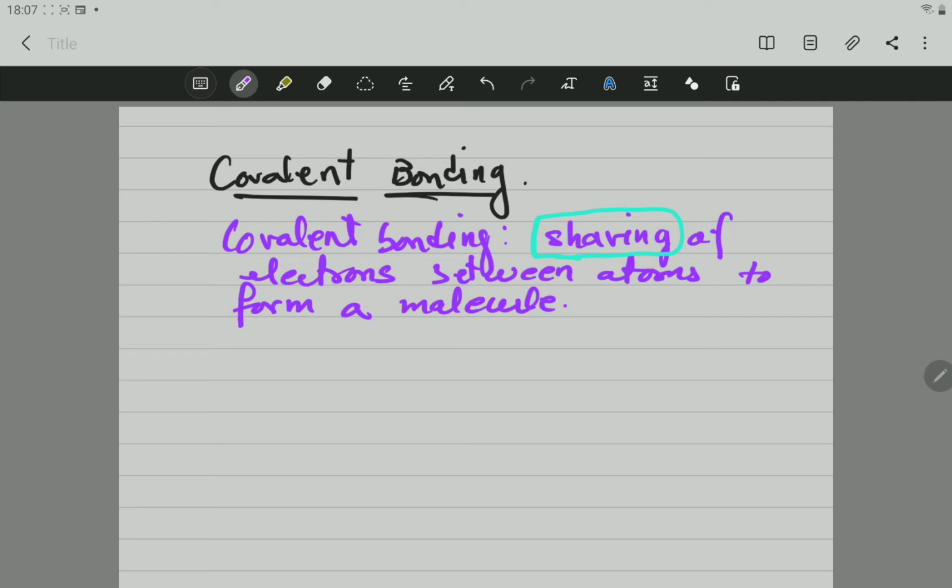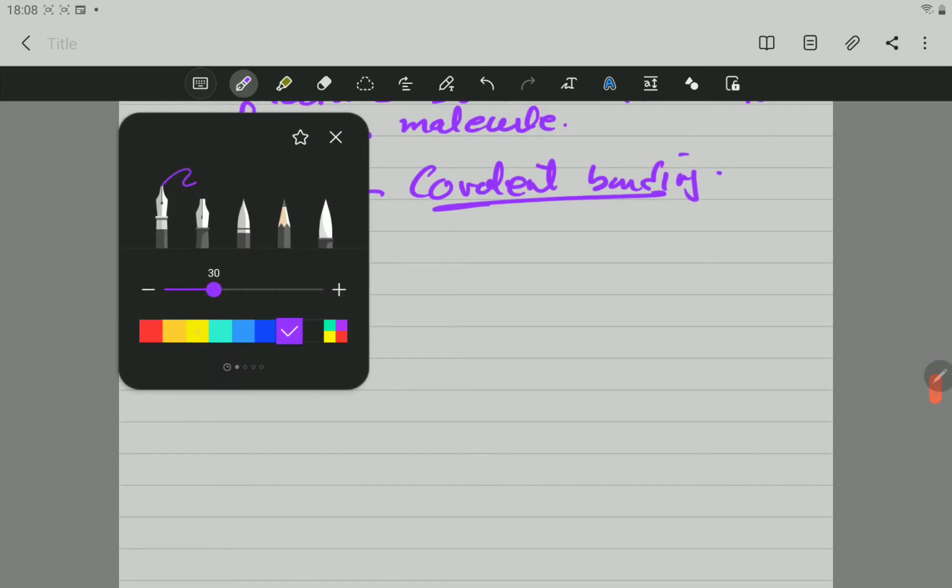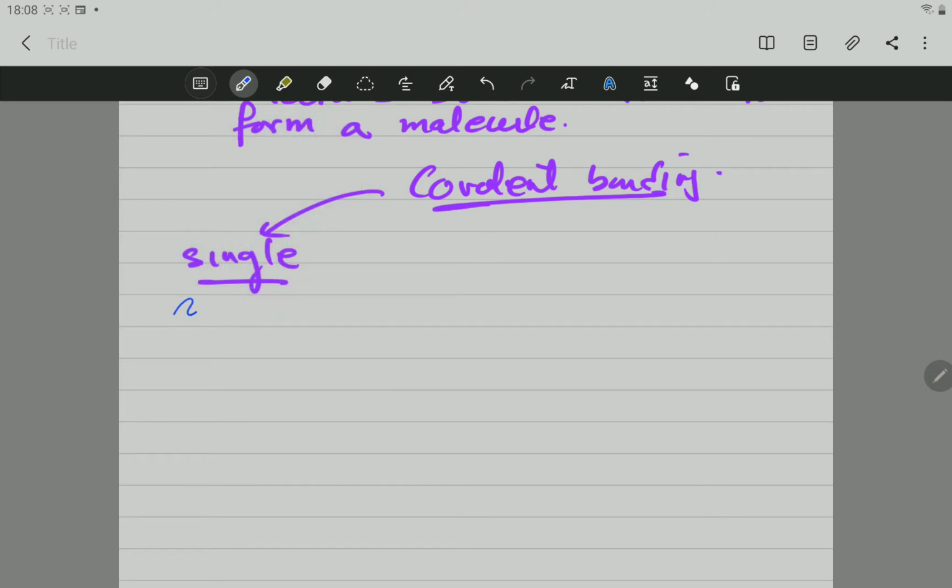All right. Now, covalent bonding could be either single. For example, in hydrogen gas, you have H2. One hydrogen shares its electron with another hydrogen. That is called a single covalent bond. Alright? It could be double.